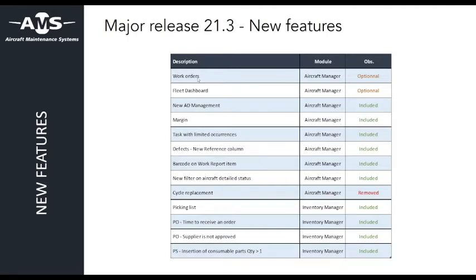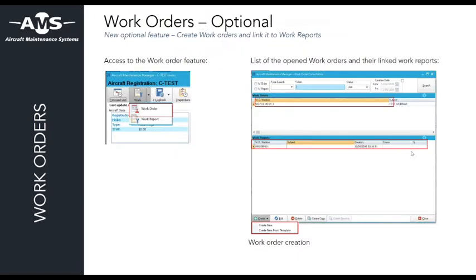So work orders and fleet dashboard are optional modules. The other ones, AD management, margin, task with limited occurrences, new reference column in the defects, barcode on work report item, and new filter on aircraft detail status and cycle replacement are included in the version. Cycle replacement actually is something that we removed, and I will explain you quickly why. So let's start right now with the work orders.